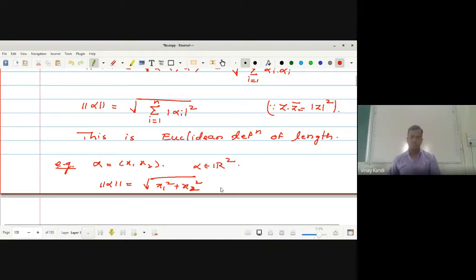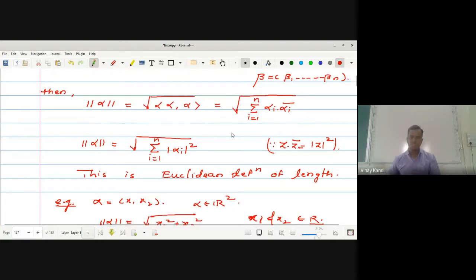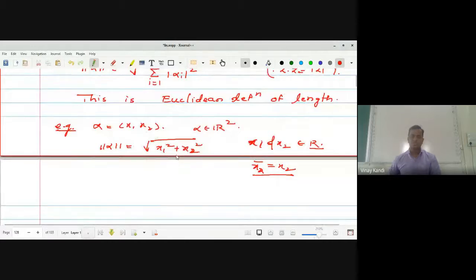Here x1 and x2 are coordinates belonging to R. That's why x2 bar is equal to x2 here. So this is x2 into x2, then x2 squared here. The summation, i running from 1 to 2, of x_i squared. So in R2, the norm of alpha is equal to the square root of x1 squared plus x2 squared.